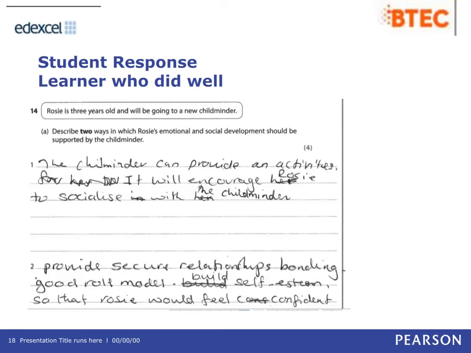In the second example, the learner has been awarded 2 marks. 1 mark for encouraging bonding and a secure relationship, and 1 further mark for an appropriate link, building self-esteem and confidence.